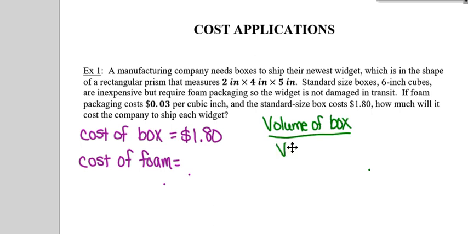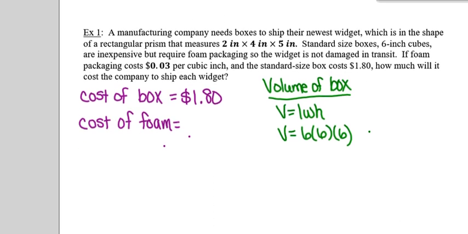So that box is going to have a volume that can be computed by the formula length times width times height, where the length, the width, and the height are all 6. So when I calculate that on my calculator, I find that the box can contain 216 cubic inches. But what I need to do now is determine how much of that space is taken up by the widget. So I'm now going to go find the volume of the widget.